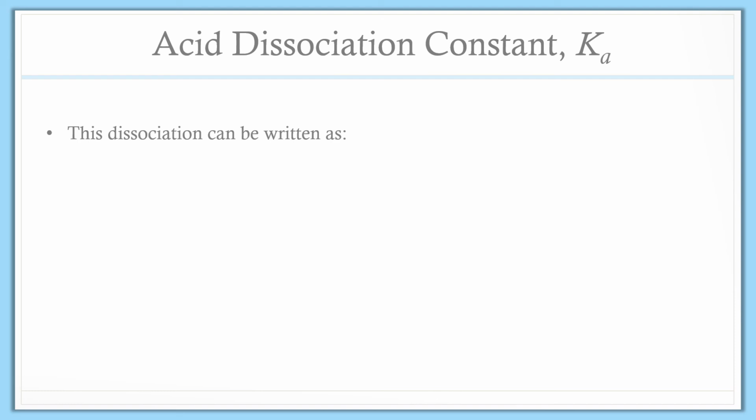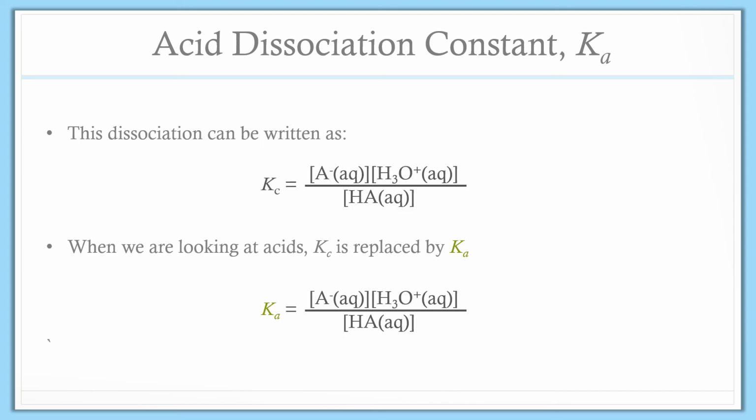When we're talking about acids specifically, we use something called Ka, and it's just a way of saying this is a Kc, but it's for an acid, so it's Ka. And you write it like this. This is just what we saw on the previous page. Again, that's it. I'm going to assign some work associated with this.